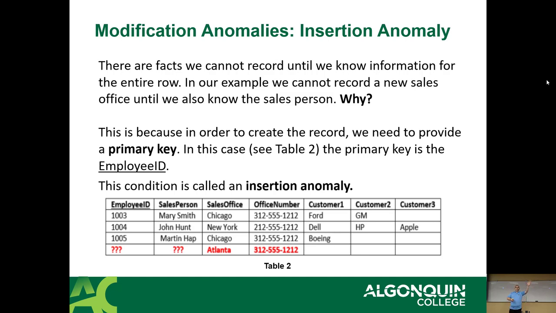So, the bigwigs suddenly decide we're going to open up an office in Atlanta. They go shopping for some real estate. They lease an office space. They go to add it to their system and they can't because they don't actually have anybody working there yet. Therefore, we need to create an employee to be able to even have an office in Atlanta. But how can you have an office in Atlanta if you don't have an employee for the office in Atlanta, right? We're stuck, chicken before the egg. Bad things happen.